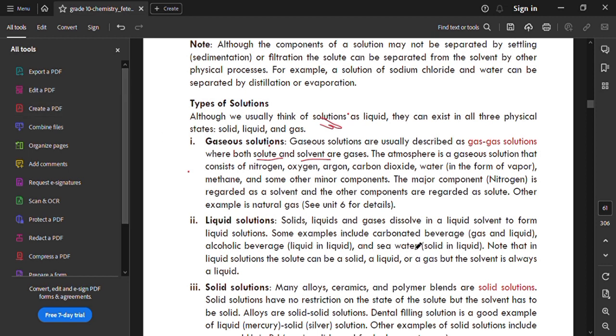Some examples include carbonated beverage, or gas in a liquid, alcoholic beverage, liquid in liquid, and seawater, solid in liquid.